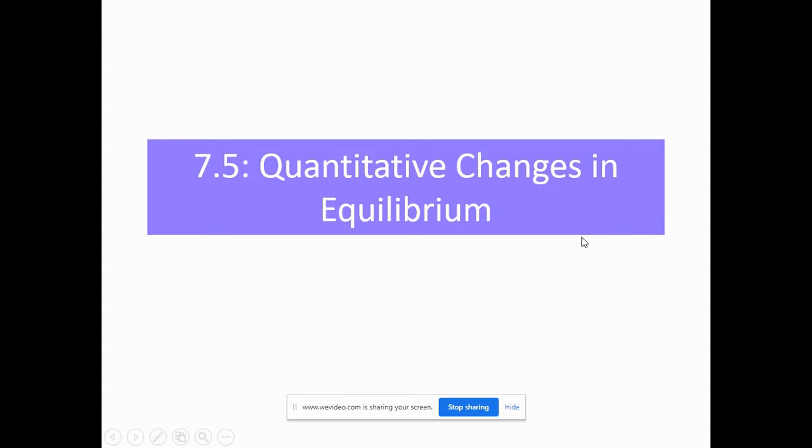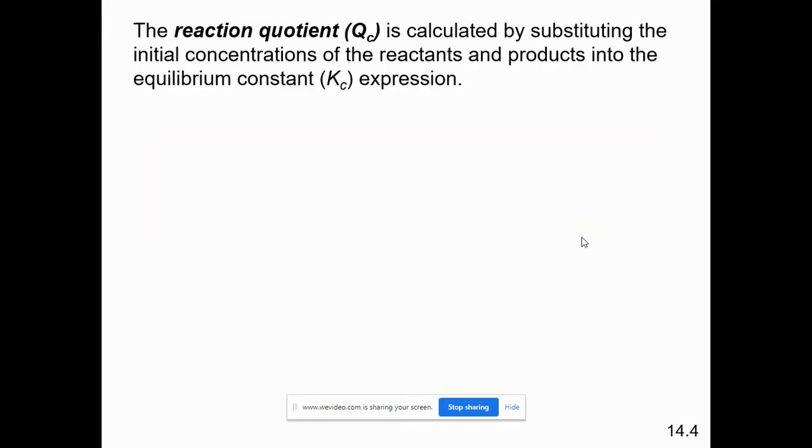There's going to be a lot of math in this lesson, so make sure you have a calculator, like a scientific calculator, using the square root button, because we're going to be using the quadratic formula today.